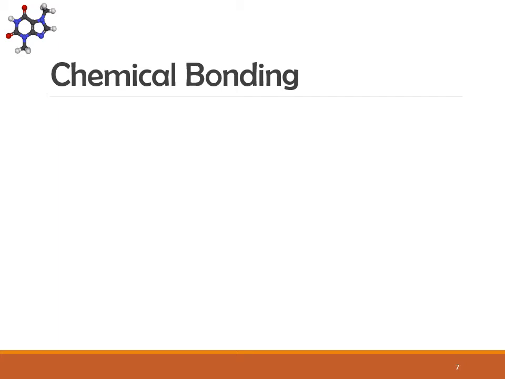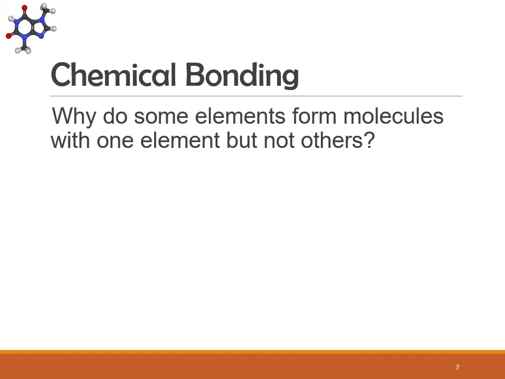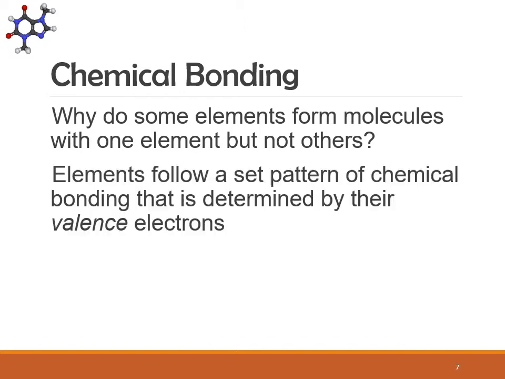Not all atoms that meet will form molecules. Some atoms will not react with other atoms, whereas other atoms will be highly attractive to other atoms. What governs this property? Atoms follow a set pattern of chemical bonding that is determined by their valence electrons. What are valence electrons?